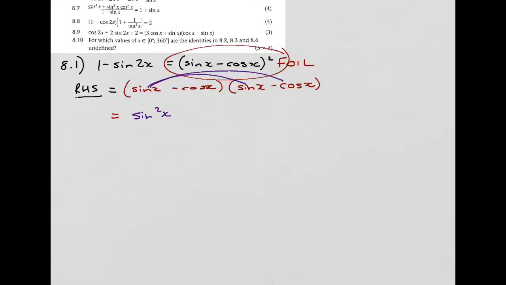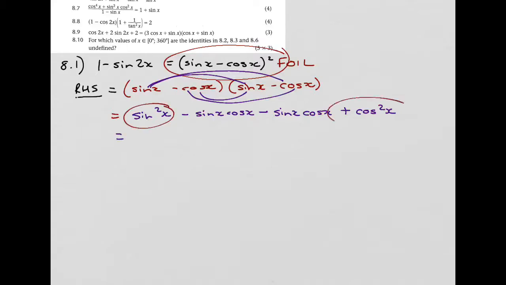Sine times negative cos is negative sine x cos x. And then we're going to minus another one. I'm just going to keep it in the same order. And then negative times negative is positive cos squared x. So then I'm just going to group certain bits. I'm going to group the sine squared plus this cos squared over here. And then I'm going to work with this is the like term of negative 2 sine x cos x.